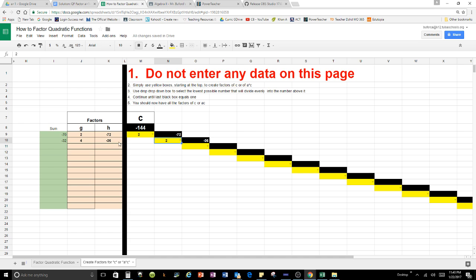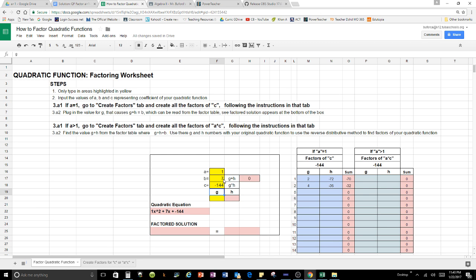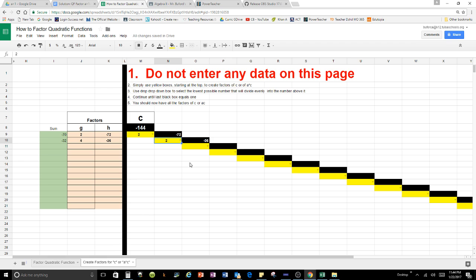And you see it created another factor here. 4 times minus 36 is minus 144, but the sum of these two is minus 32. Again, we want the sum of them to equal 7, so we need to keep going. So let's try 2 again. And here you see the sum is minus 10, so we want to keep going.